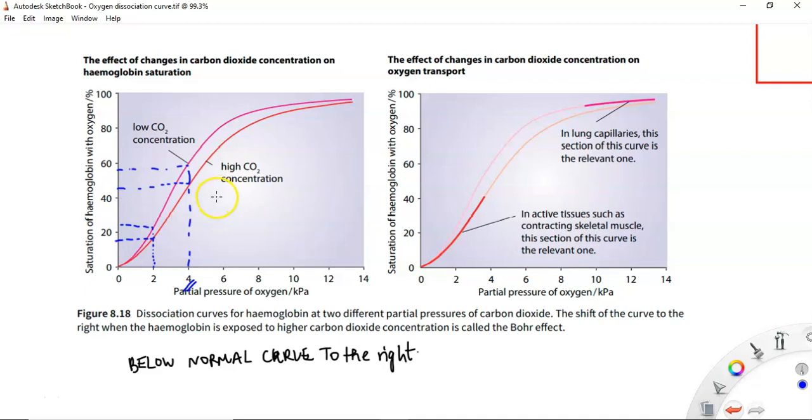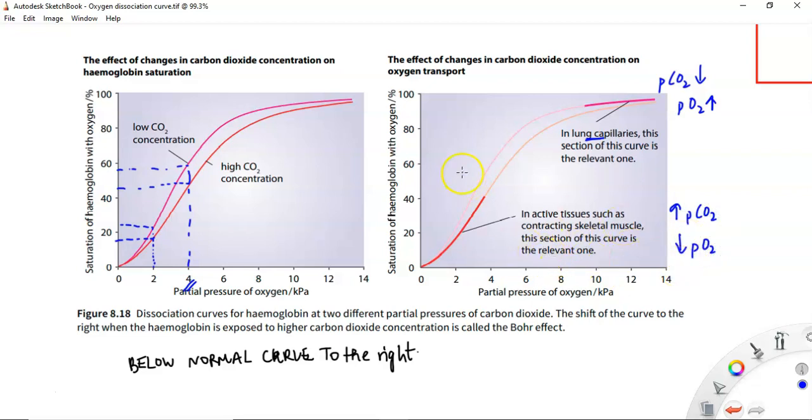So also, what's the significance of this? This is what it means. Normally, when you're in the lungs, the partial pressure of oxygen is high and the partial pressure of carbon dioxide is low, so the affinity of hemoglobin for oxygen is very high, and saturation will be very high. However, when you are in active tissue, the conditions are a high partial pressure of carbon dioxide and a lower partial pressure of oxygen.